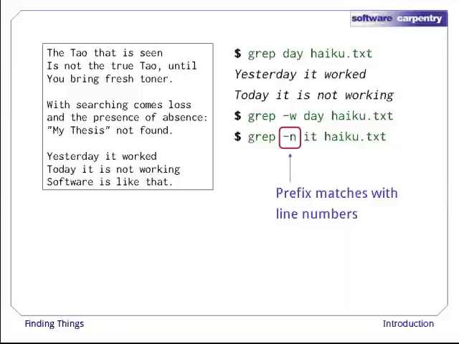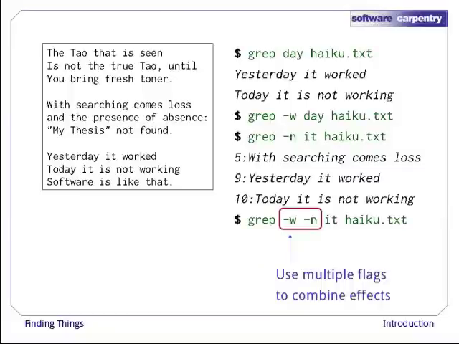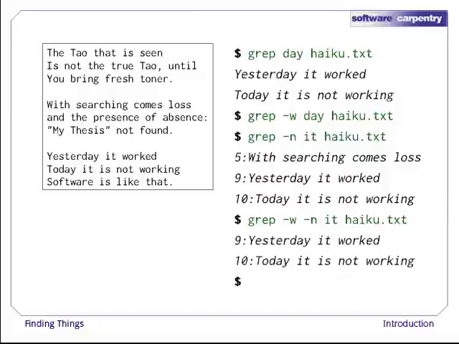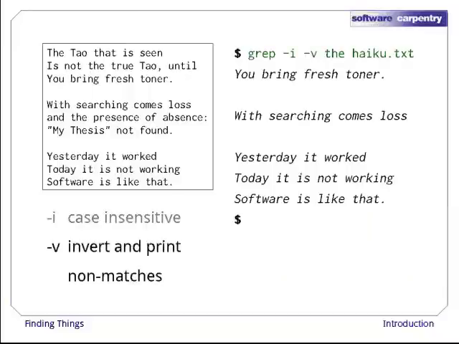Another useful option is -n, which numbers the lines that match. Here, we can see that lines 5, 9, and 10 in the file contain the word it, or a word that contains it. As with other Unix commands, we can combine flags to get only whole word matches with line numbers. Here's another example. -i makes matching case insensitive, while -v inverts the match so that it only prints lines that don't match the pattern.